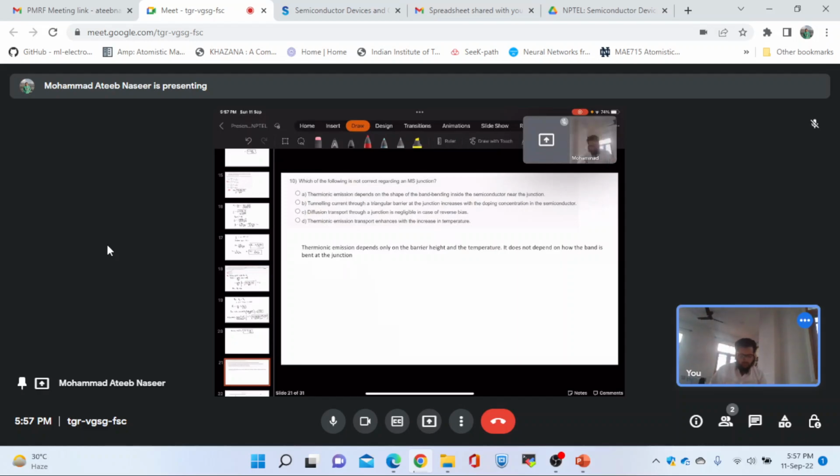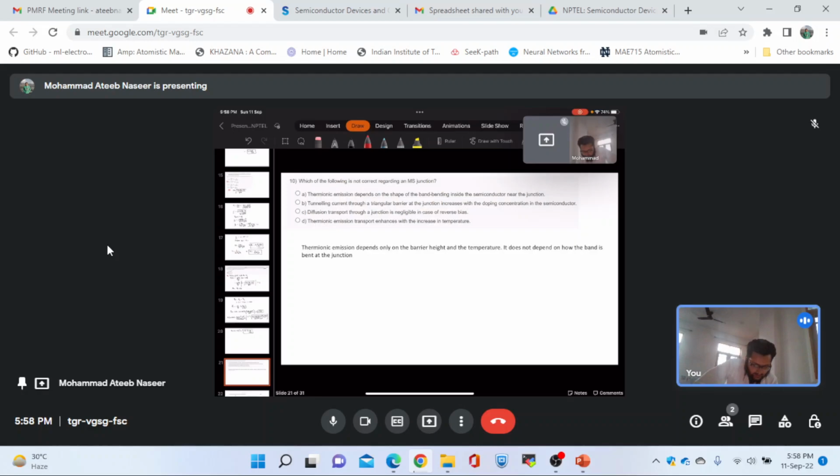Now let's move towards another problem, which is the last problem of this assignment 10. We have been given statements regarding the metal semiconductor junction. We have 4 statements and we have to find which of the following is incorrect. The first statement says that thermionic emission depends on the shape of the band bending inside the semiconductor near the junction.